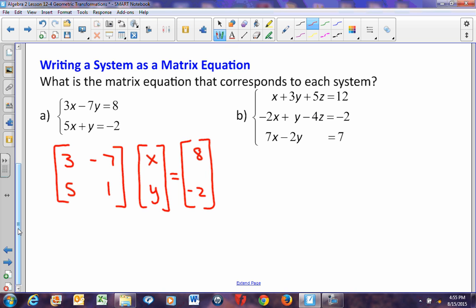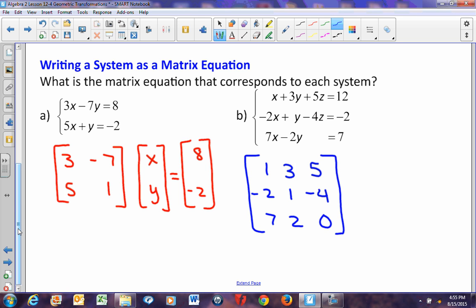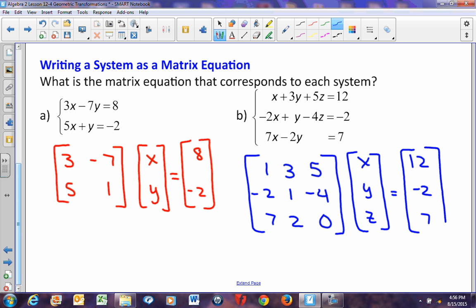For this next one here, the coefficients are 1, 3, 5, -2, 1, -4, 7, 2, 0. Remember, you always have to have a placeholder. If there is no variable there, it still has to be a 0. And then we're going to have x, y, and z now. And then my constant terms are 12, -2, and 7. And there's your matrix equations. Simple enough.